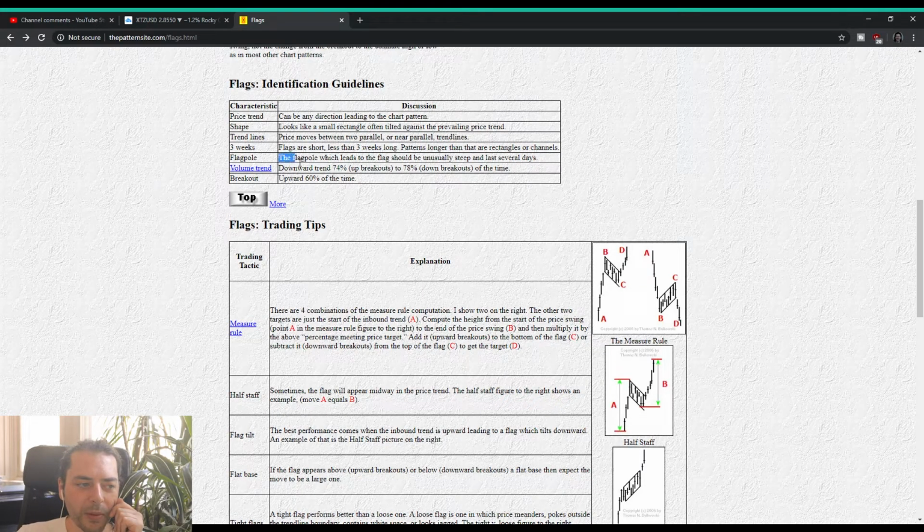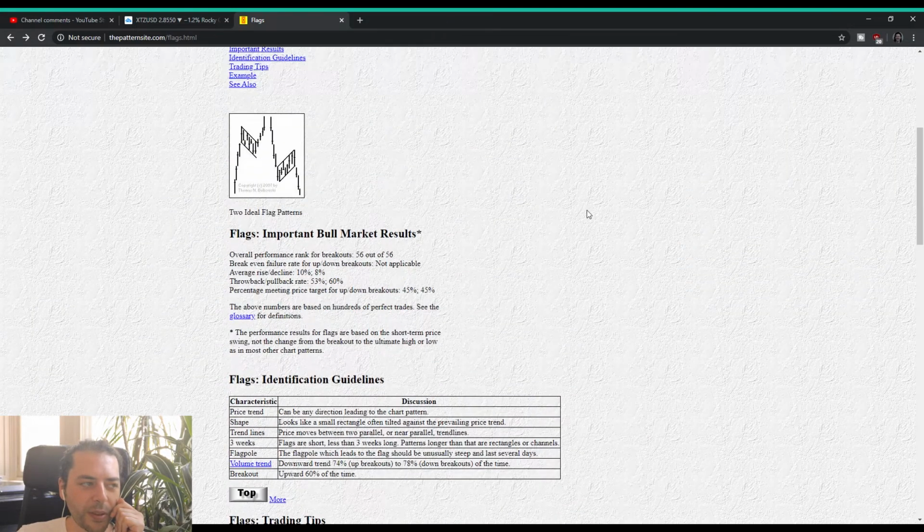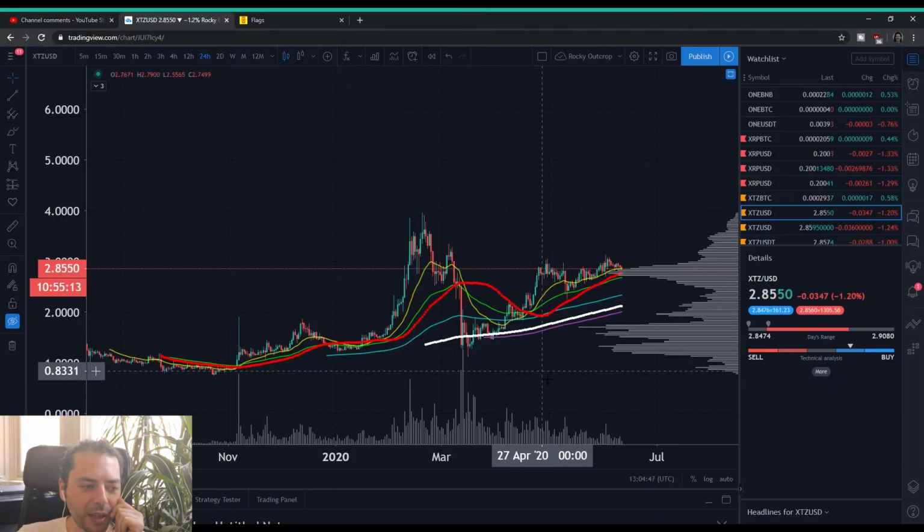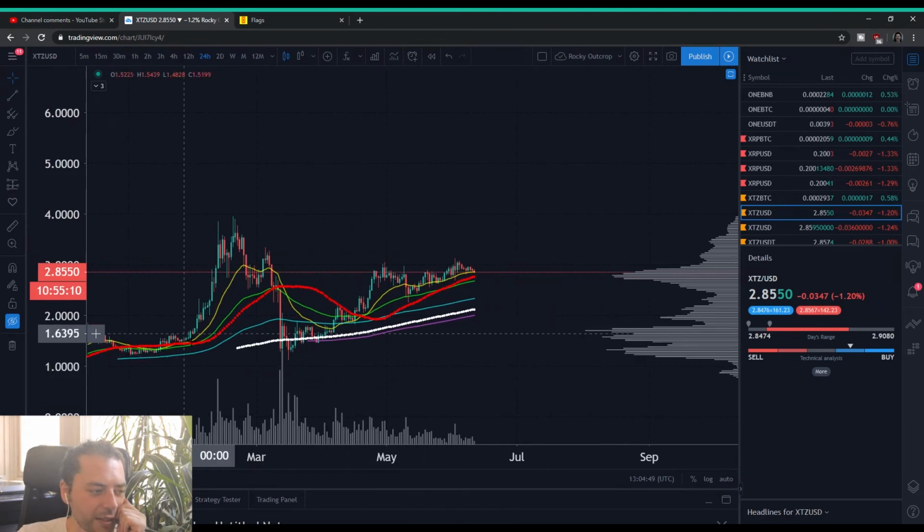Anyway, let's just keep going with the yes scenario. The flagpole which leads to the flag should be unusually steep and last several days. Downward trend, whatever, and then the breakout action. Well, what you do is go A to B, measure that, and then you stick it at C and use 45% of it. So let's just do that real quick here on this thing. I think you already know your answer anyhow.